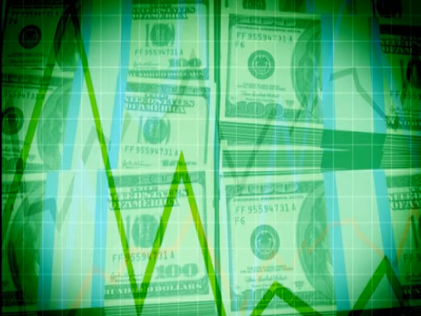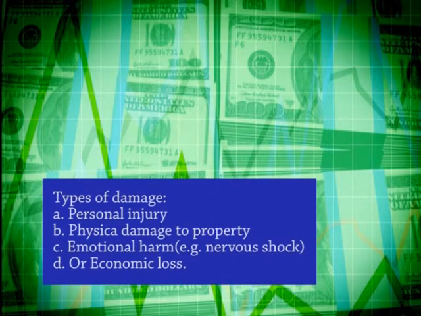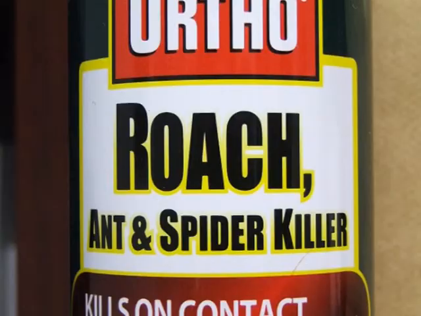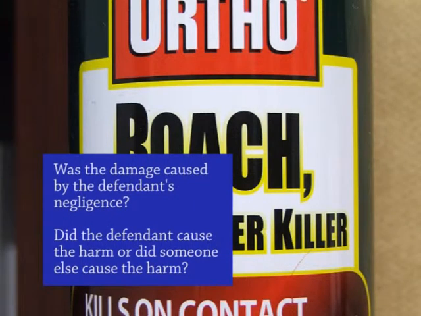To prove that damage was suffered, a plaintiff generally needs to show that he or she has suffered one of the following: personal injury, physical damage to property, emotional harm such as nervous shock, or economic loss. When considering whether the damage was caused by the defendant's negligence, the court asks, did the defendant cause the harm or did someone else cause the harm?